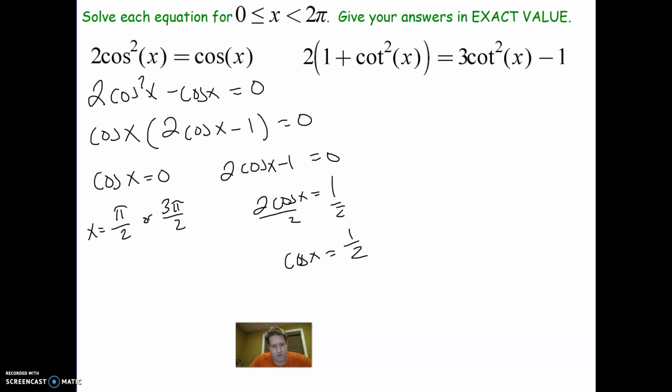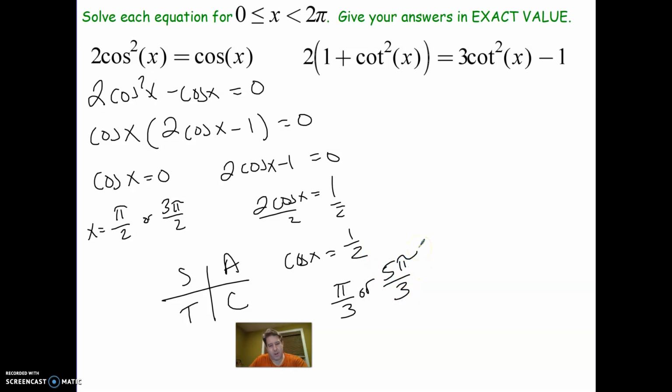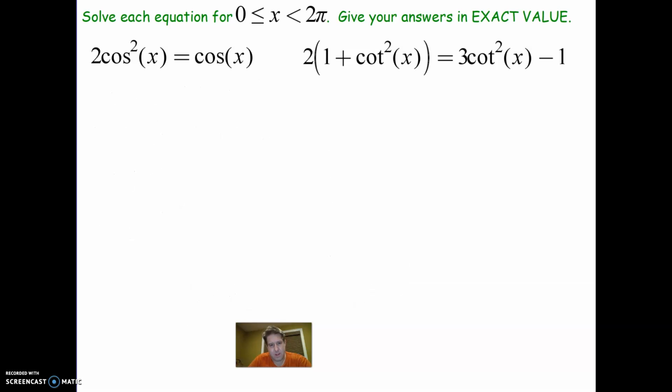All right, so when does cosine of x equal 1/2? Sine of 30 equals 1/2, so cosine of 60 equals 1/2. So this is pi over 3, or, let me just check, it can also be in quadrant 4, which would be 5 pi over 3, so not quite 6. All right, I'm going to erase this out and start the last question.